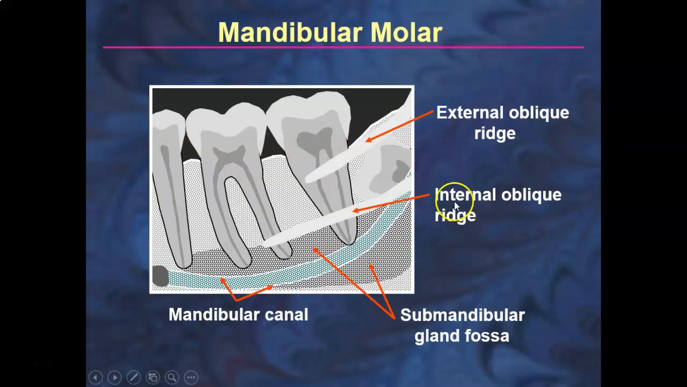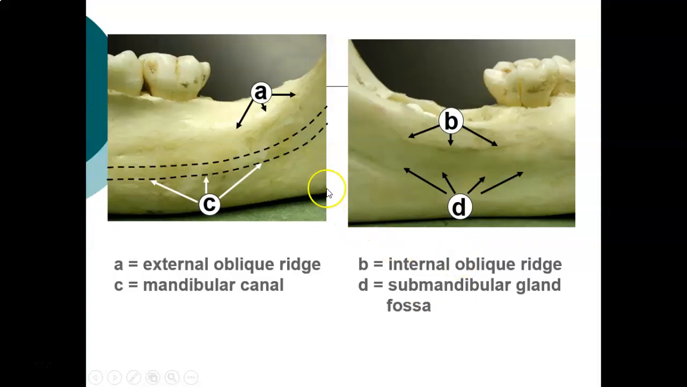And for the mandibular molar, we have the external oblique ridge, the internal oblique ridge, the mandibular canal, and then you can see the borders of the canal will be radiopaque and the canal itself will be radiolucent, and then the submandibular gland fossa. So here the canal would run along here. We have the external oblique ridge, and then the internal oblique ridge, and then the submandibular gland fossa.